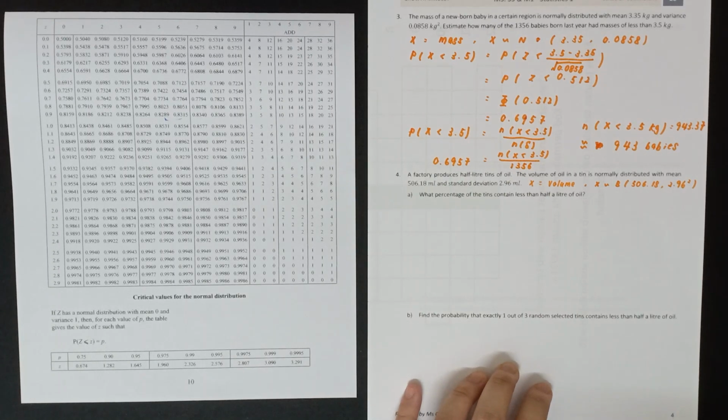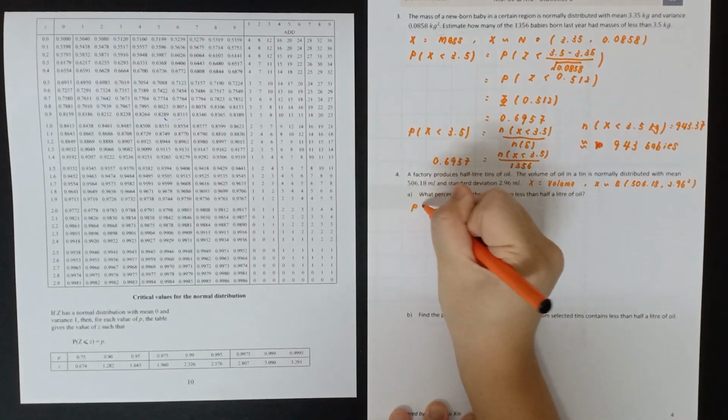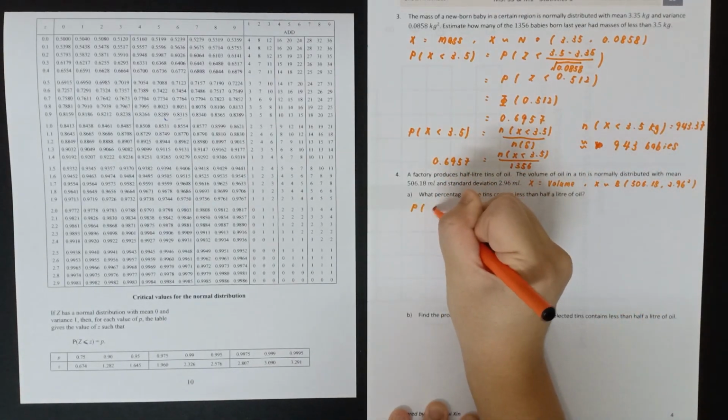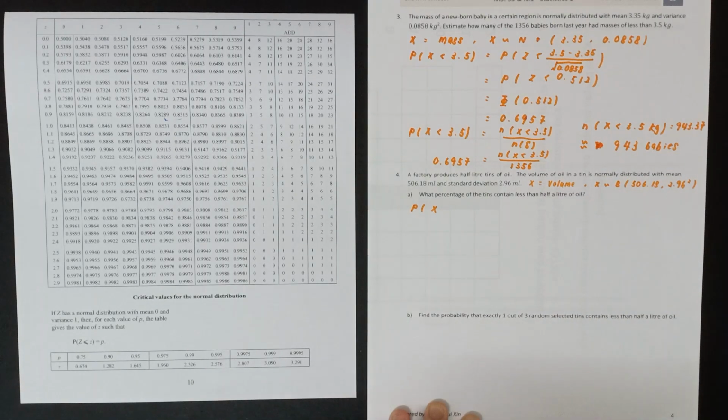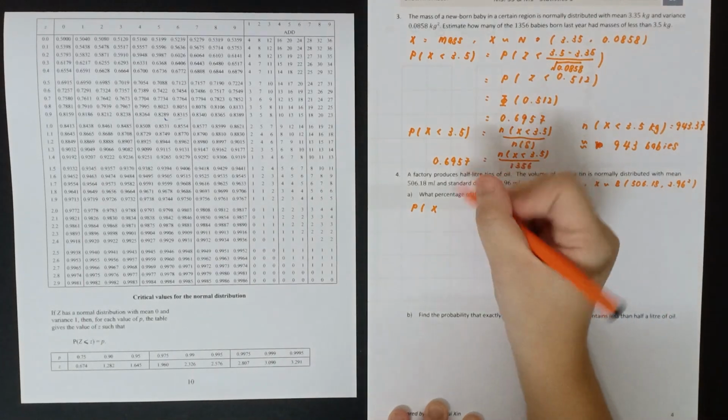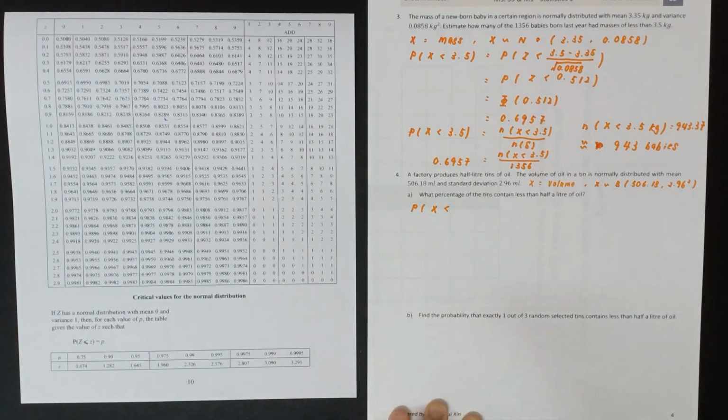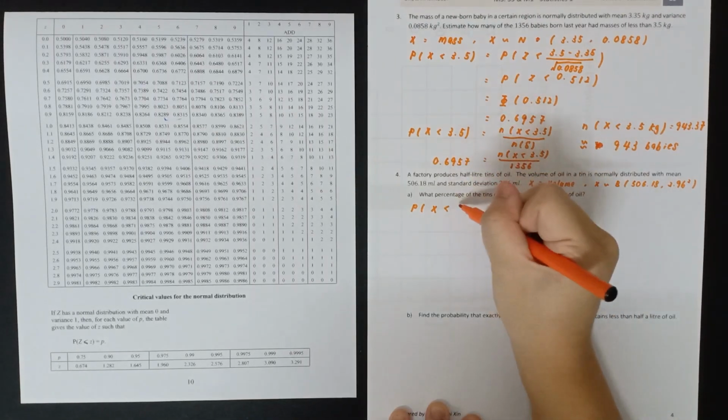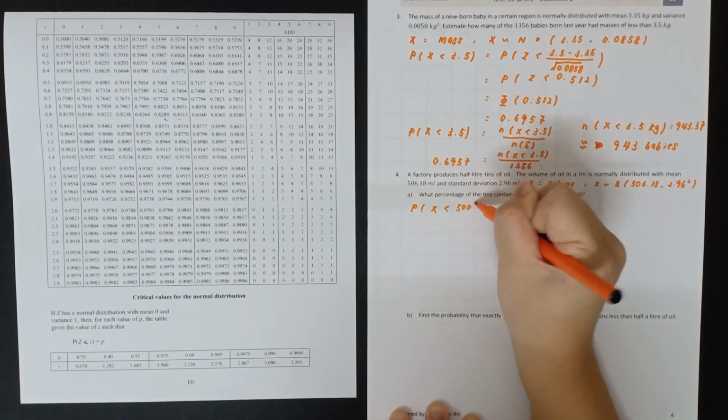So what is the percentage of the tins that contain less than half a liter of oil? This is basically the same thing. The probability for you to get a tin that has a volume less than half a liter. A liter is 1000 milliliters, so half a liter means 500 milliliters. So X smaller than 500.